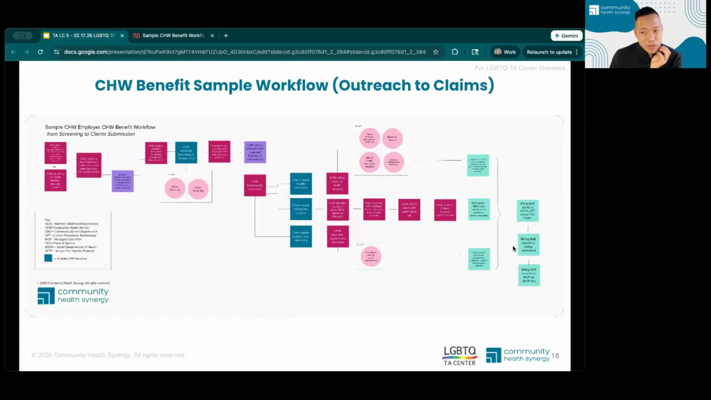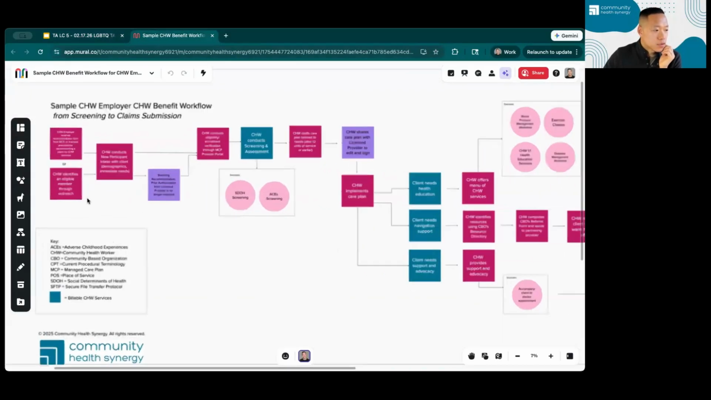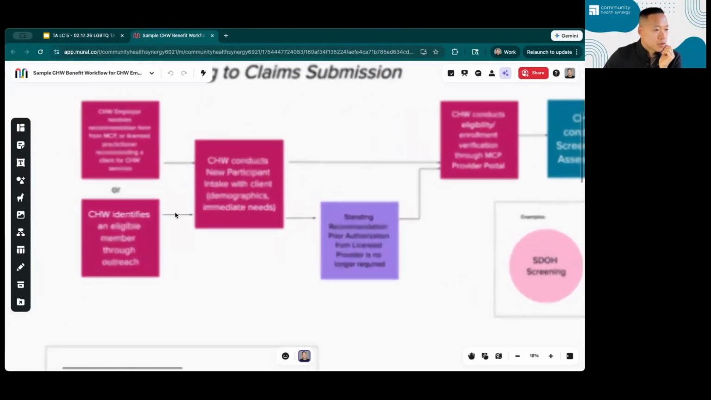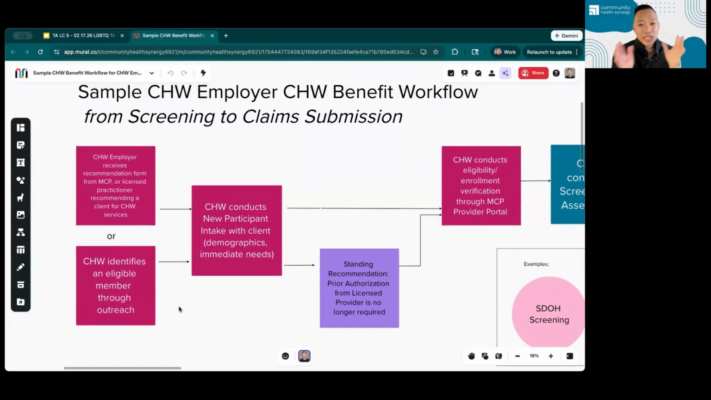Okay, workflows, Amber's dream. Okay, so I know this is super blurry and you can't read anything on here. So I'm gonna switch over to our mural board and go through it, and we'll send this to you all. I'll try to move as slowly as possible so we don't create any dizziness. So, screening to claim submission. We call this our little workflow from the moment you screen someone to the final moment when you submit a claim and get paid.